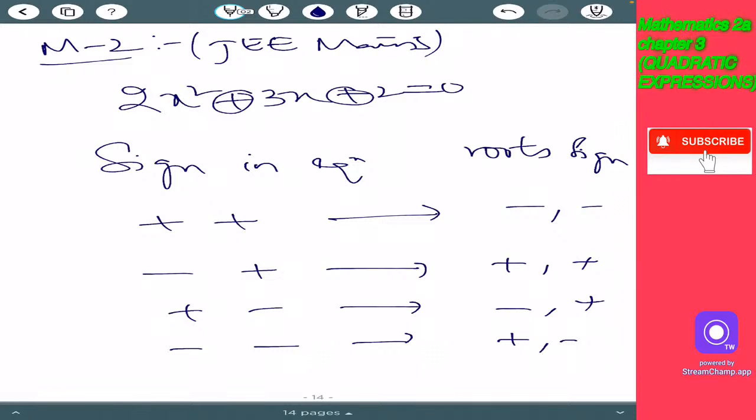Note that if you have positive at the end in the equation, you'll get the same signs for the roots. If you have negative at the end, you'll get different signs for your roots.